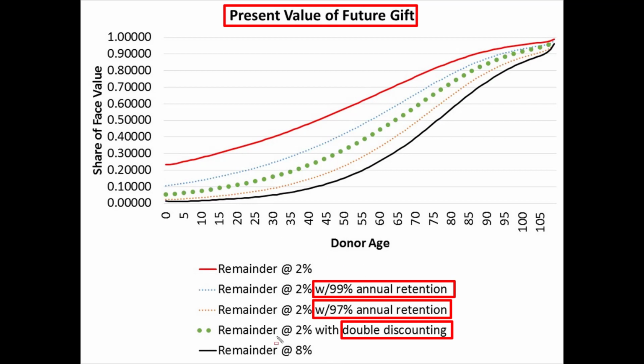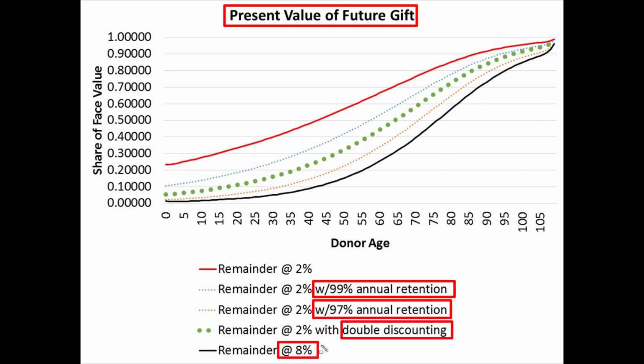Now, another way to do it is to simply use a higher interest rate. This also works. This is the value of an irrevocable gift at 2%. This is the value of an irrevocable gift at 8%. And of course, it's a lower value because of the time value of money. You would have to put less in the bank to get the same $100,000 at the end of the expected period of life. So that also can work.